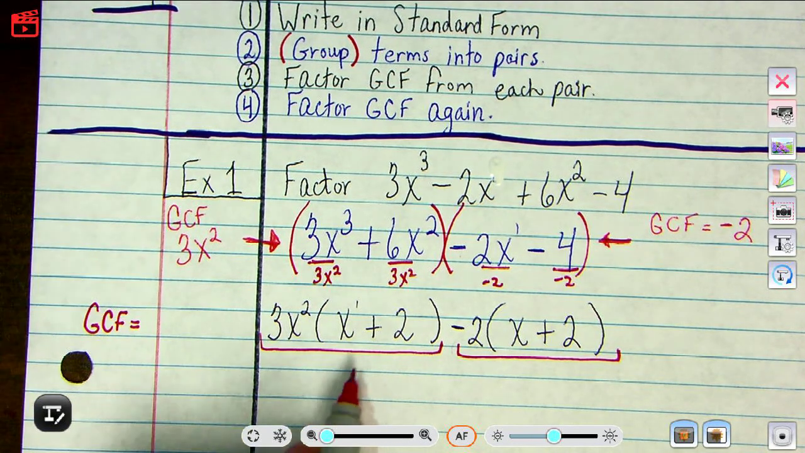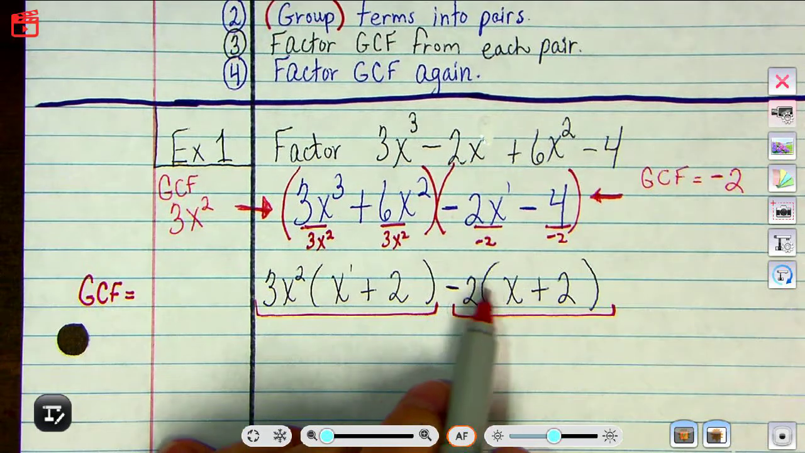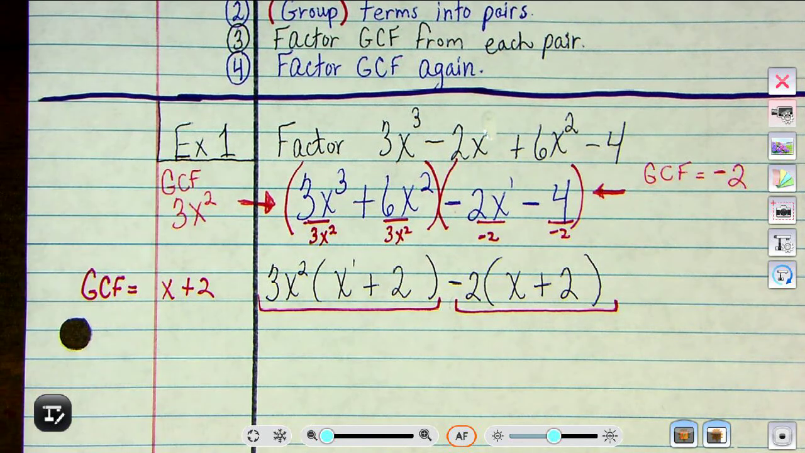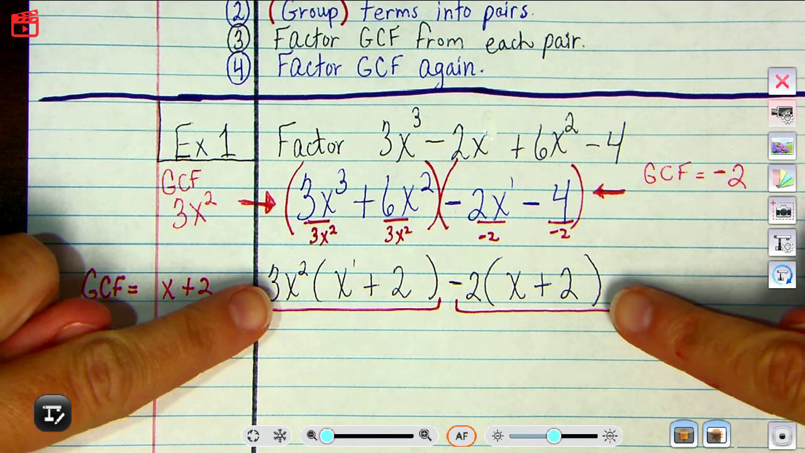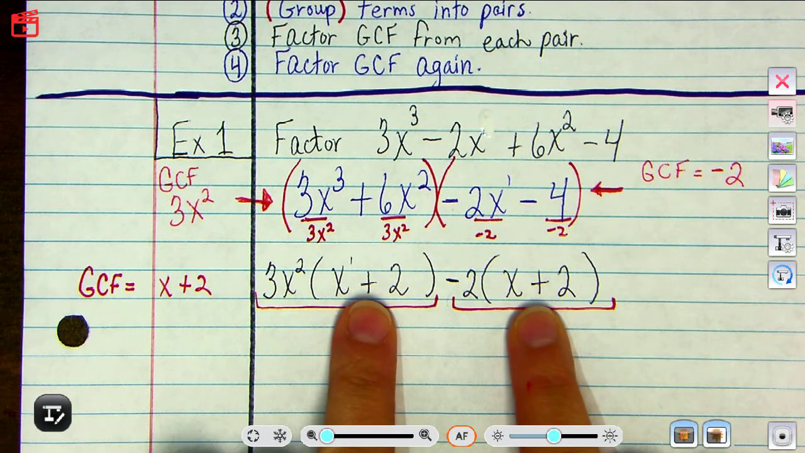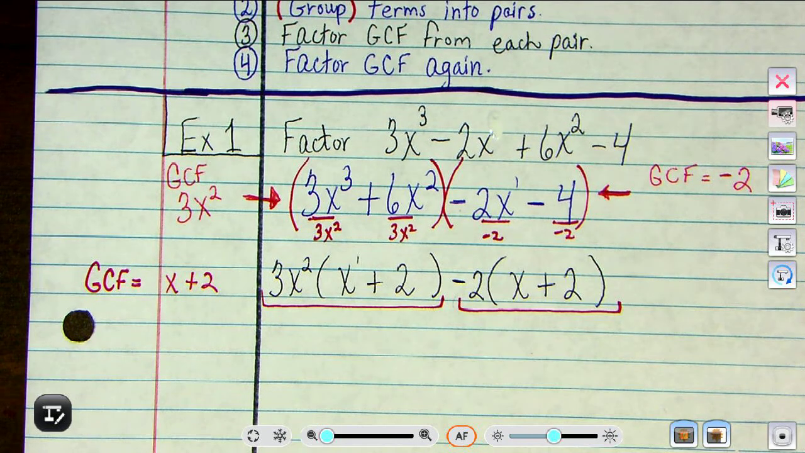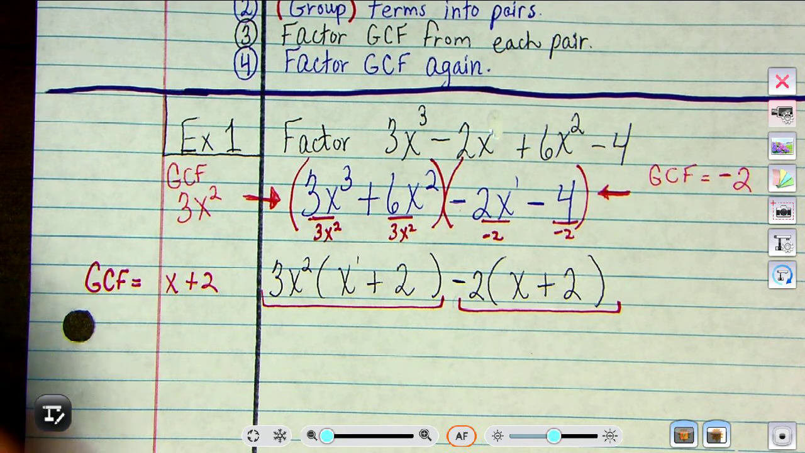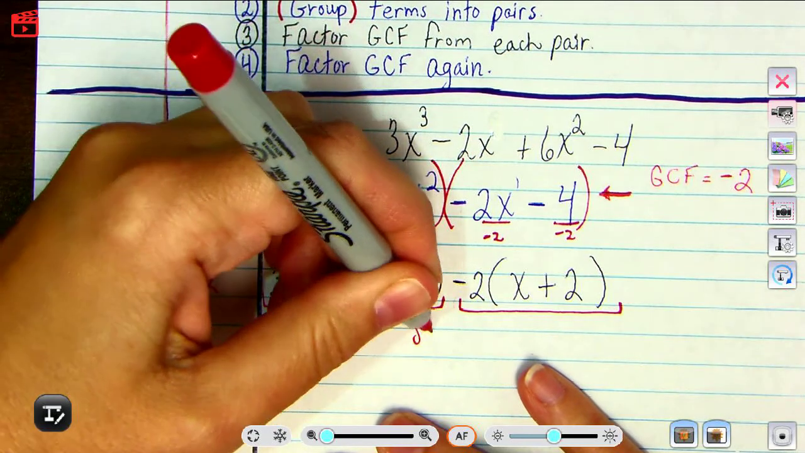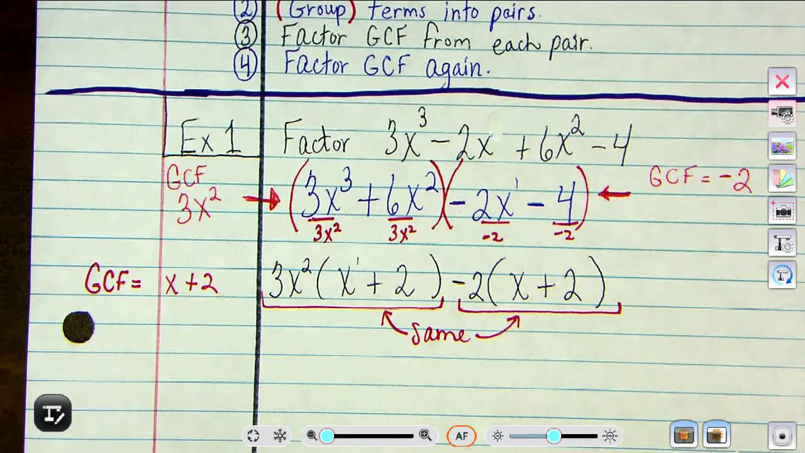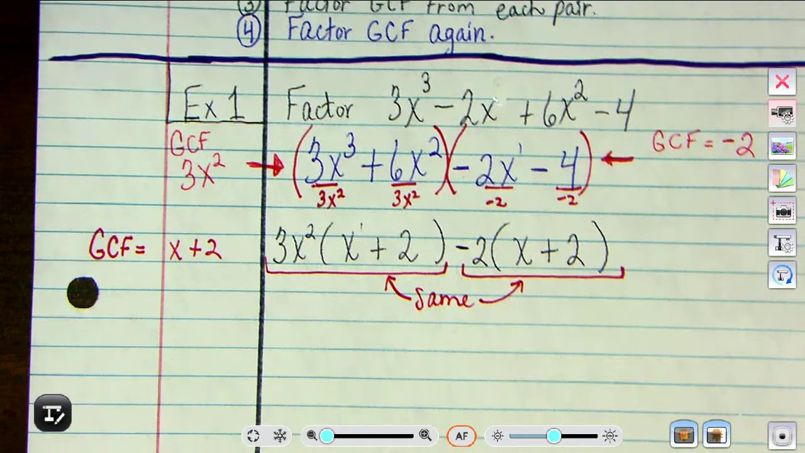So the greatest common factor of these two, well, what do these two have in common? They both have x plus 2. So when you are factoring by grouping, you should end up with the same factor inside parentheses. Like we have x plus 2 for both of these, that is what's supposed to happen. So if I factor out that greatest common factor there, I want to point out, mark here. So it is important to note that these are the same. That is what is supposed to happen. You should have the same thing in parentheses like that.